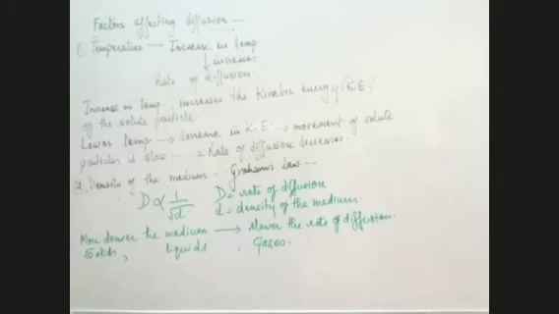Now we see that the rate of diffusion is fastest in gases. It is fastest because gases are least dense. Then liquids, fast, because of course it is dense, but less than gases. And solids are most dense, and here the rate of diffusion is slow. If it is solid, the rate of diffusion is slow.